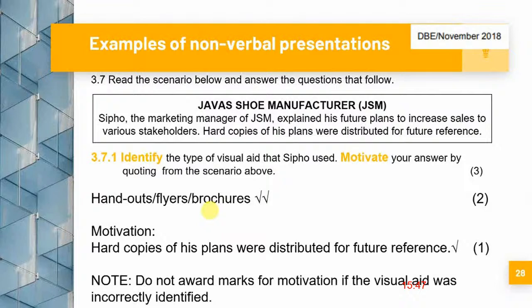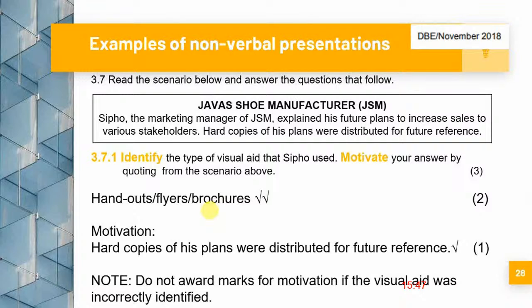This comes out of the November 2018 paper. Read the scenario below and answer the question as follows. Java shoe manufacturer. The marketing manager of J's aim. Explain his future plans to increase sales to various stakeholders. Hard copies of his plans were distributed for future reference. Identify the type of visual aid that SIPO used. Motivate your answer by quoting from the scenario above.